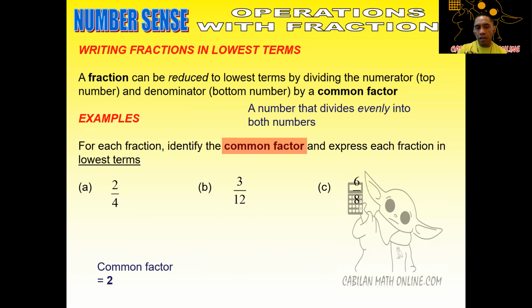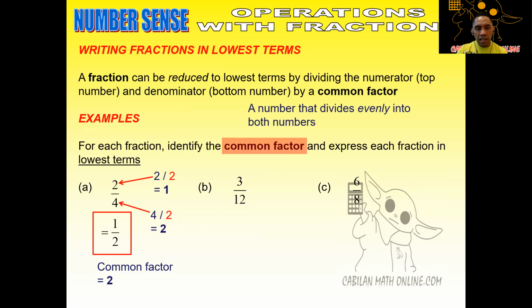Now, once you've identified the common factor, all we need to do is divide both the numerator and the denominator by the common factor to give us our new numbers, which will give us the new fraction in lowest terms. So what we have here will be 2 divided by 2, which gives me 1, and then 4 divided by 2, which gives me 2. So 2 over 4 as a reduced fraction in lowest terms will be 1 over 2.